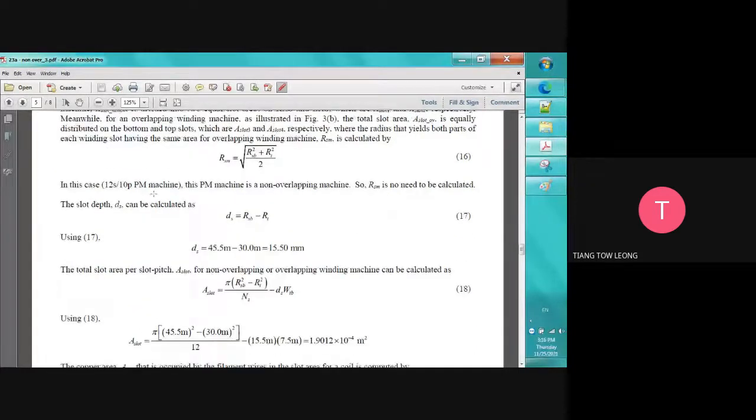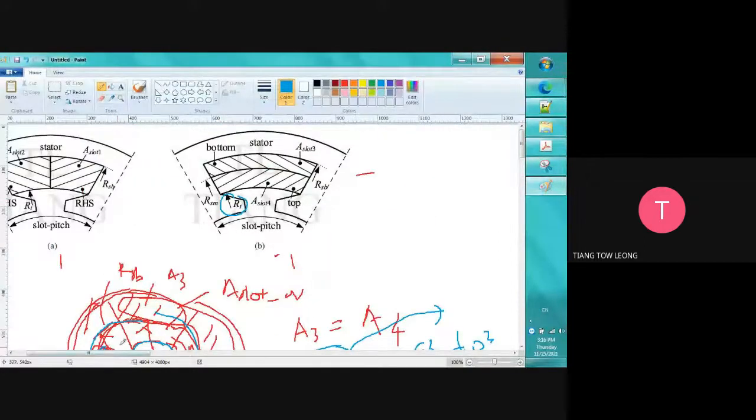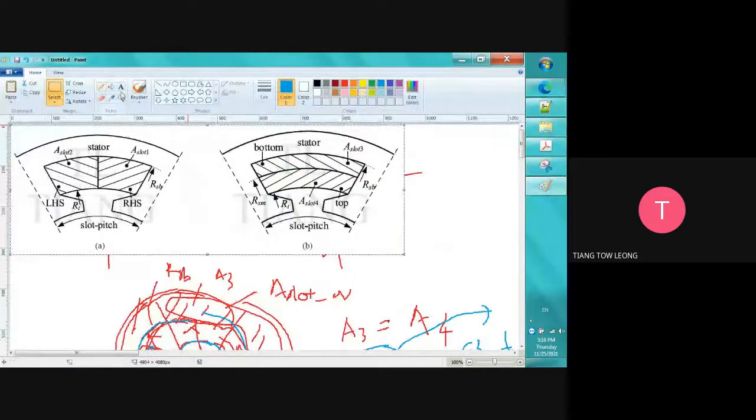In the case of the PM machine, this PM machine is a non-overlapping machine, so RSM does not need to be calculated. RSM only needs to be calculated if, let's say, you are designing the overlapping machine. So for this one, there's no RSM.